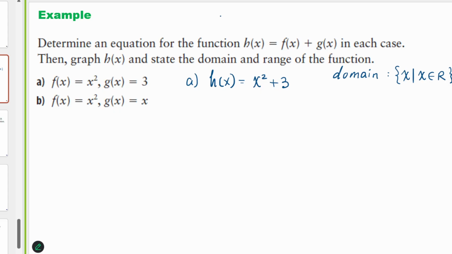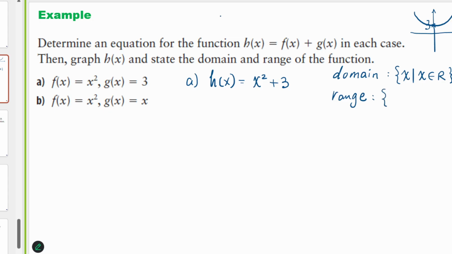So what is the range? Usually you can sketch the graph to help you find its range. So this is a graph of x squared, right? So x squared plus 3 is simply the original function x squared translated up by 3 units. So this point here has y-coordinate 3. So we know the range is from 3 all the way to positive infinity, right?